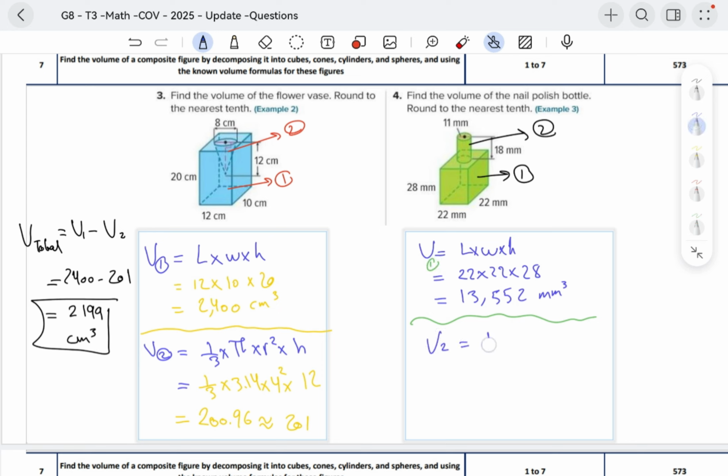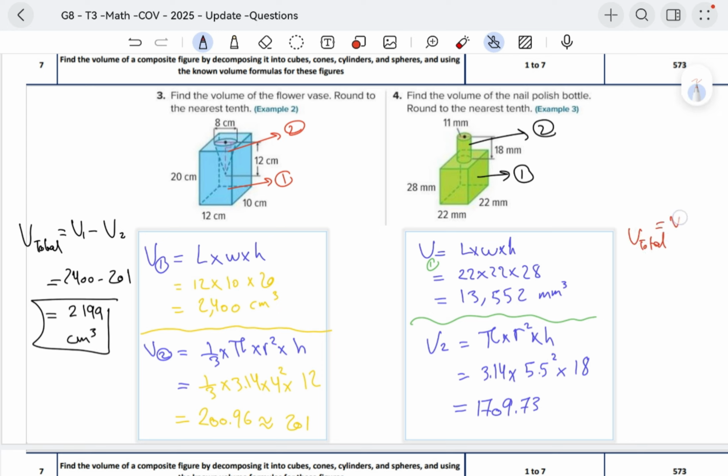Now let's find V2. The volume of the cylinder is pi times the radius squared times the height. Pi is approximately 3.14, and the radius: 11 is the diameter, so the radius is half of 11, which is 5.5 squared, times the height of the cylinder, 18. The answer for this is 1709.73.